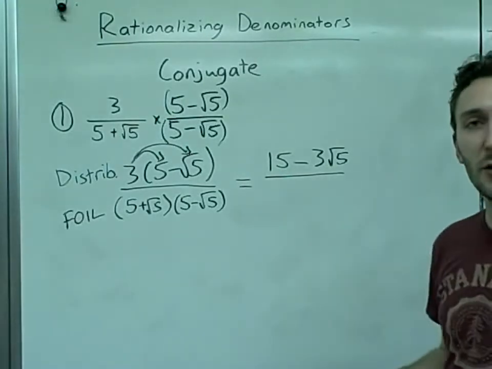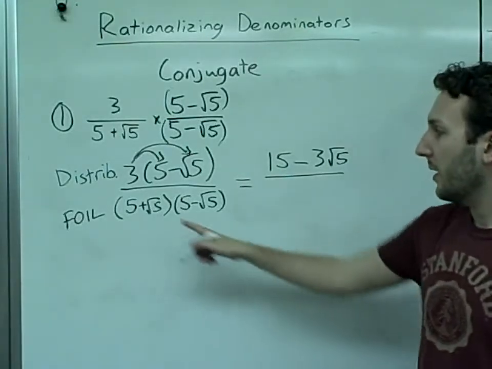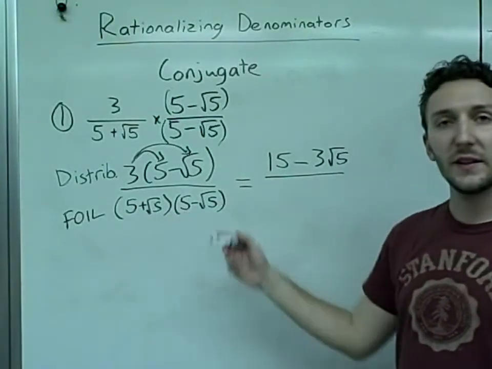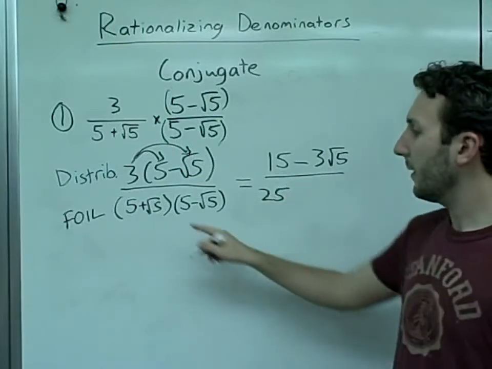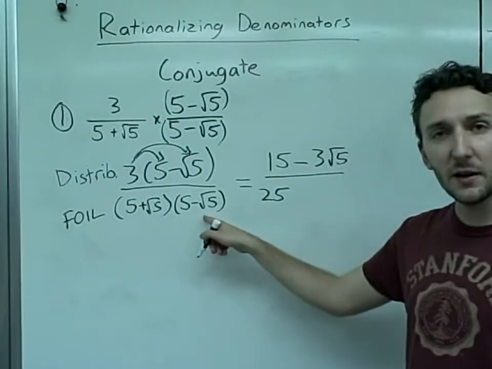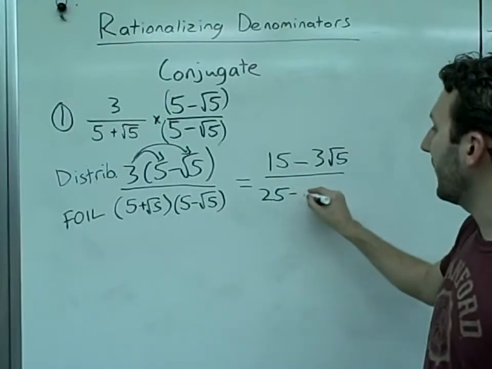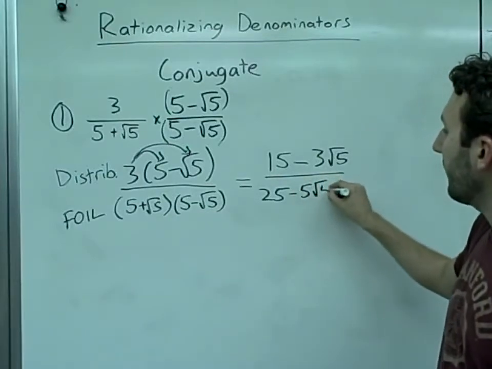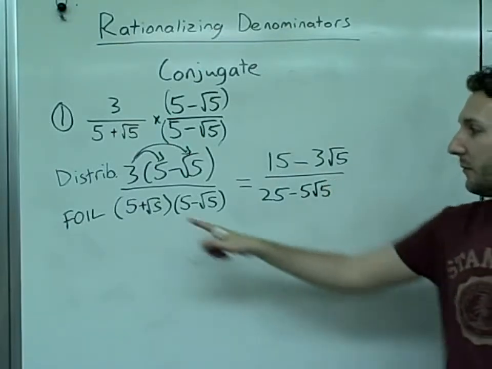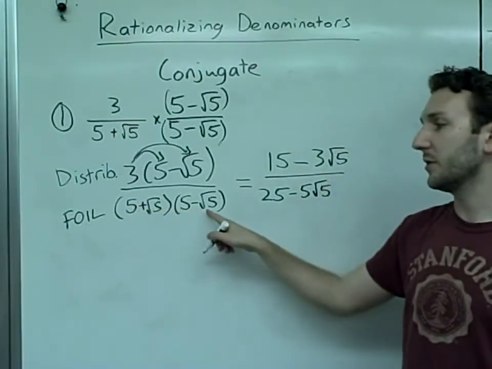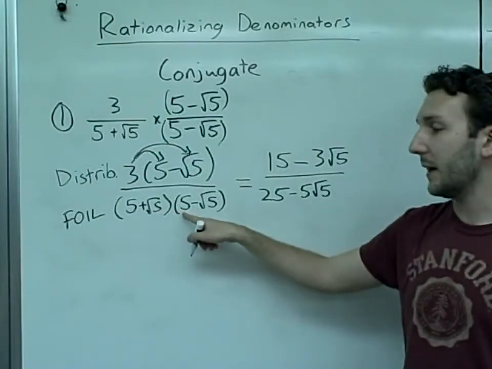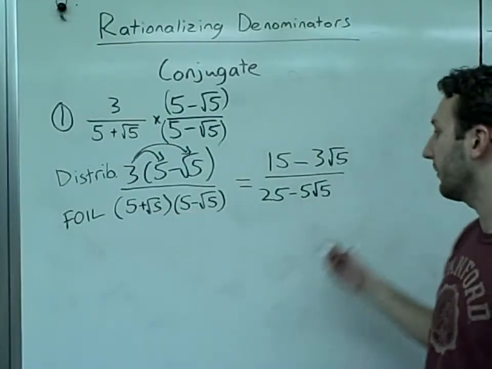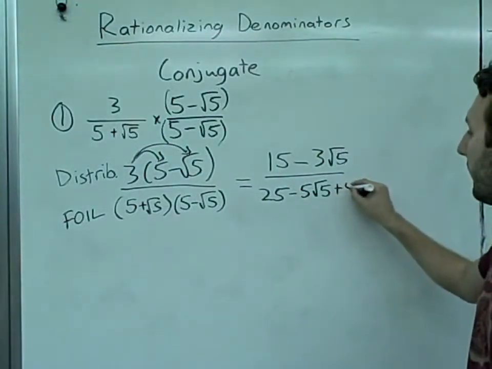Now this is when it gets a little more tricky, when you have to FOIL. 5 times 5, that's 25. 5 times negative radical 5 becomes minus 5 radical 5. So we've distributed the 5 onto the two terms here. Now we have to distribute the radical 5. Radical 5 times 5 is positive 5 radical 5.